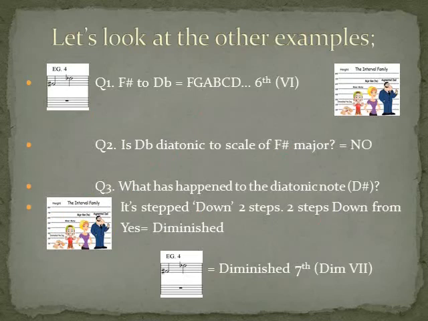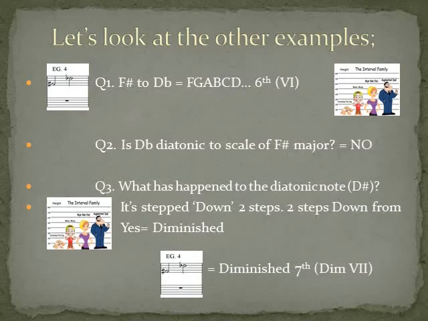Let's look at some other examples. F sharp lower note to D flat upper note. Counting the letter names inclusively produces a sixth. The availability of the sixth is a diminished, a minor, a major, or an augmented, no perfect.